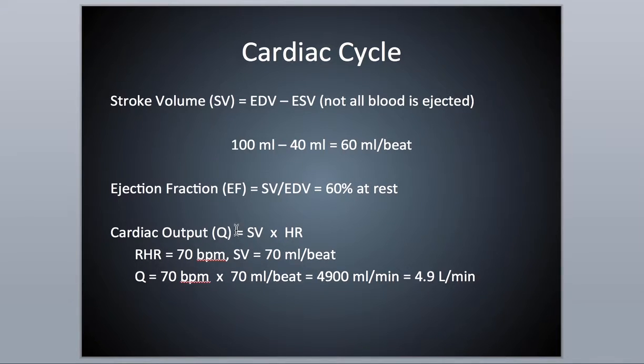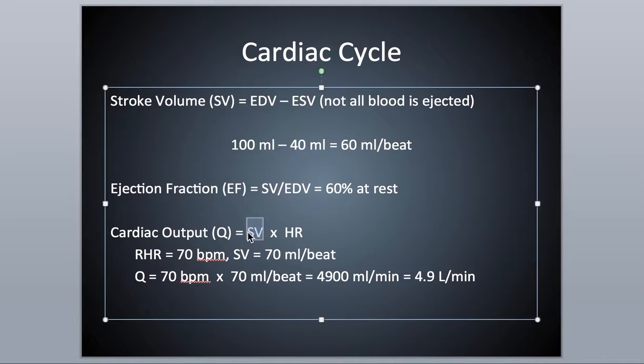Now, if we look at cardiac output, designated as Q, it is equal to stroke volume times the heart rate. All right, so cardiac output is basically, per minute, how much blood is being pumped out of the heart. So we take whatever our stroke volume is, which is the amount of blood ejected in one beat, times however many beats there were, all right, per minute.